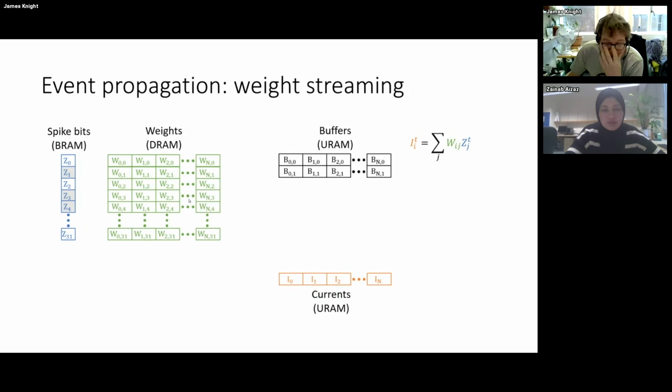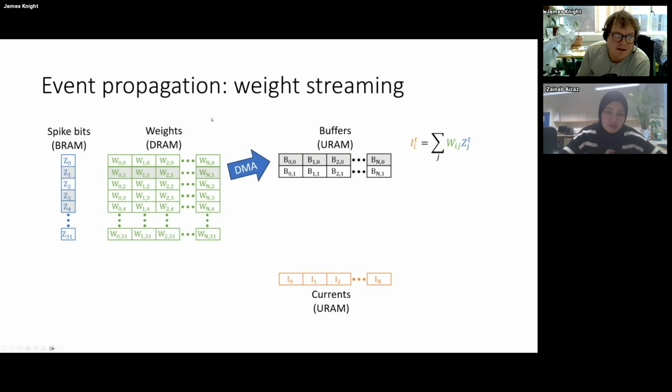So under the hood, I guess the most interesting thing that brings together all the components as we have described is how we actually do this operation in the write. So how we implement this summation of weights efficiently with the weights in DRAM. So in this situation, we have in BRAM bit vectors of spikes. So here you can see there's a 32-bit RISC-V register, and you can see that the second, fourth, and fifth bit are set here. And you've also got this weight matrix sitting in DRAM.